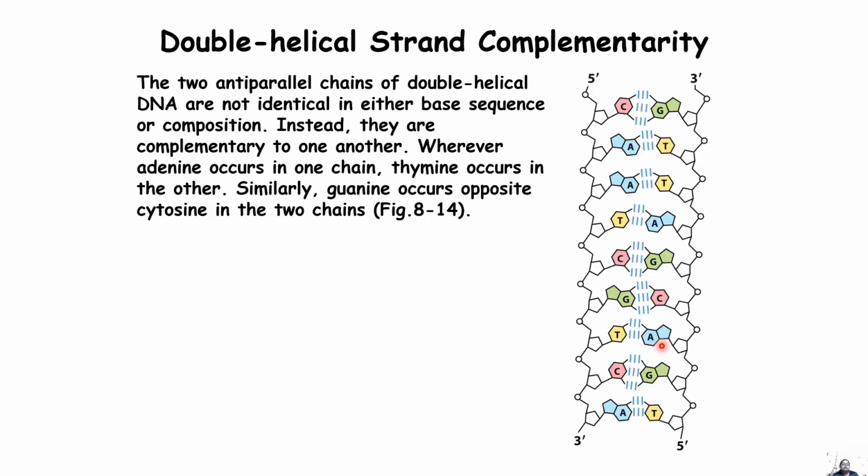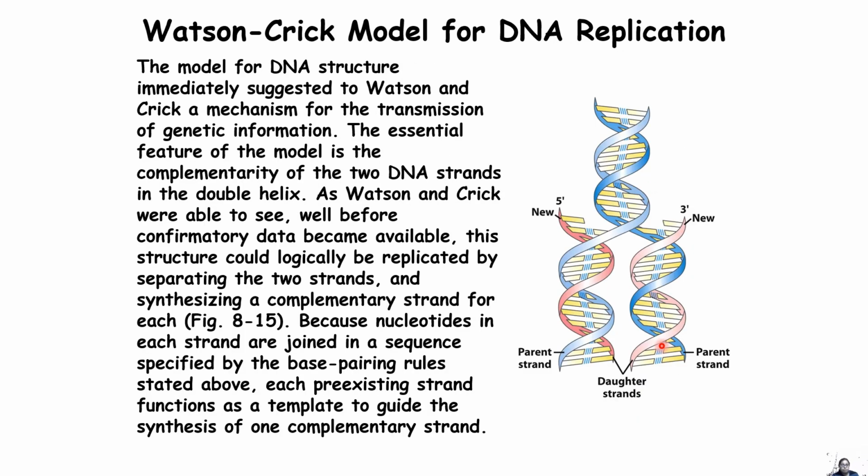Okay. This is double helical strand complementarity. The two antiparallel chains of double helical DNA are not identical in either base sequence or composition. Instead, they are complementary to one another. Wherever adenine occurs in one chain, thymine occurs in the other. Similarly, guanine occurs opposite cytosine in the two chains.